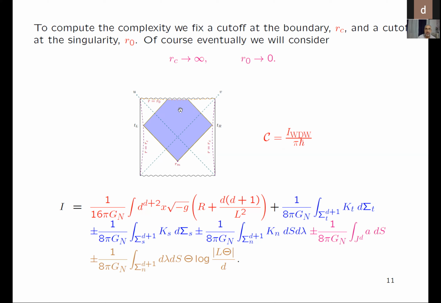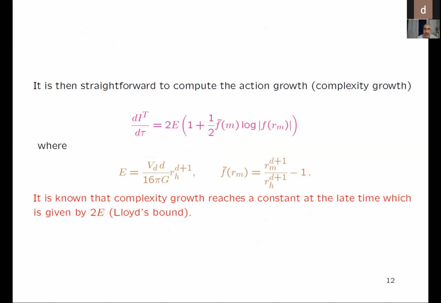And to do this, one needs to have this bulk term and some joint terms corresponding to these points, and also some boundary terms corresponding to this null boundary and some space-like boundary as well. If one computes the action for this particular eternal black hole, what we get is this expression for the complexity growth. Here M is the energy of the black hole, and F is defined in this term. F is the blackening factor in the expression of the geometry, and F tilde is defined by this expression.